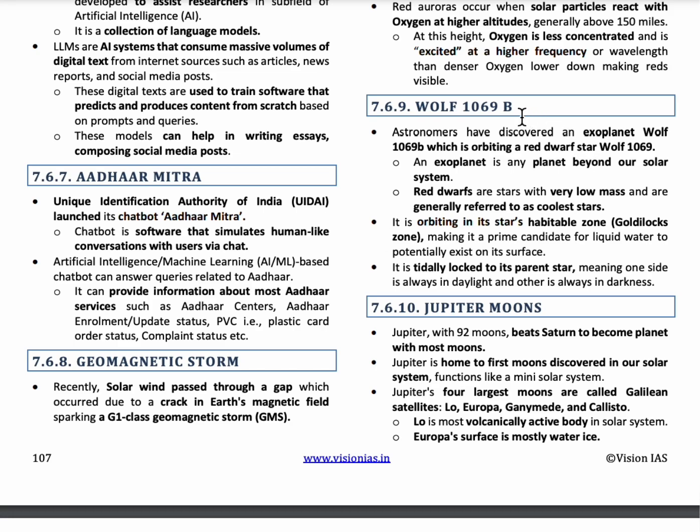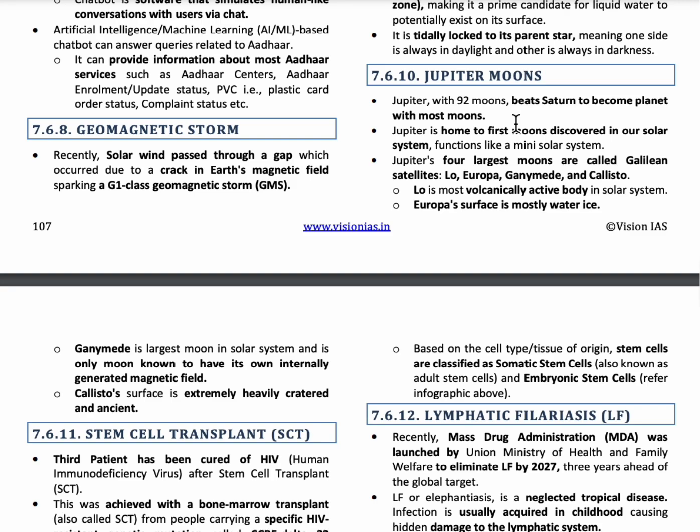Next is Wolf 1069b. Wolf 1069b is an exoplanet orbiting around the red dwarf star called Wolf 1069. Red dwarf stars have a very low mass and are referred to as the coolest stars. The next topic is Jupiter moons. Jupiter has 92 moons and beats Saturn with the most number of moons.